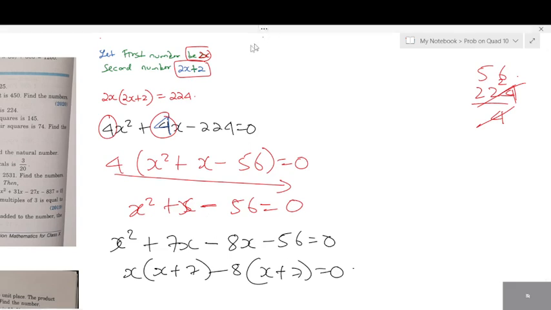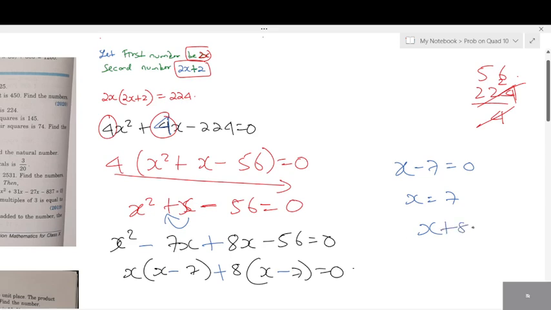No, no. Here it's supposed to be minus 7x plus 8x. The reason is x has positive value. x is positive. Minus 7x plus 8x. x minus 7 is equal to 0, x is equal to 7. x plus 8 is equal to 0, x is equal to minus 8. These are the two values.